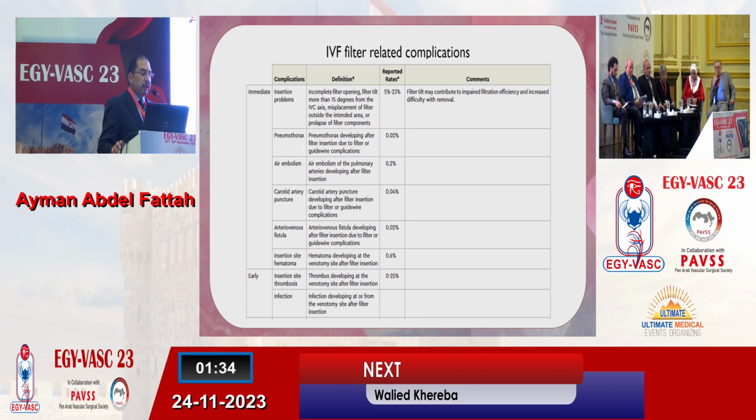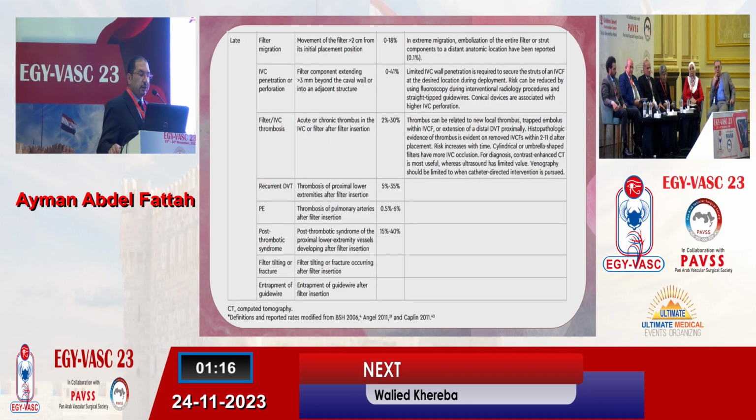IVC filter-related complications may be immediate, like insertion problems, pneumothorax, air embolism, carotid artery puncture, arteriovenous fistula, or insertion site hematoma. May be early, like insertion site thrombosis or infection, or late complications like filter migration, IVC penetration or perforation, filter or IVC thrombosis, recurrent DVT, pulmonary embolism despite filter placement, post-thrombotic syndrome, filter tilting or fracture, or entrapment of guide wires.